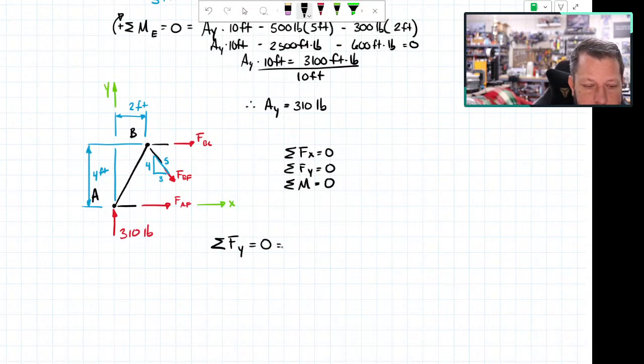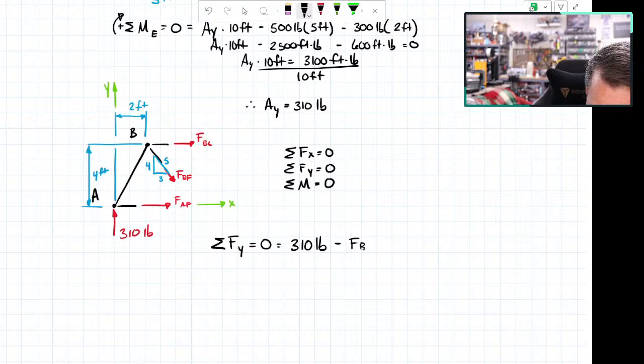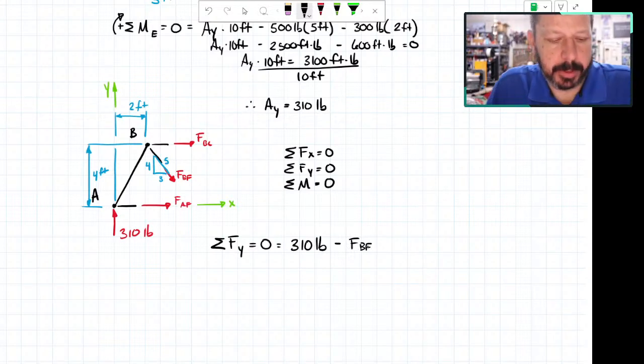I said that Y is positive when it goes up. So looking at my diagram, 310 is going up, so that's a positive 310 pounds. I drew the arrow BF going downwards, and it's kind of going to the right also. So that's a minus F_BF. And then I need only the Y component.